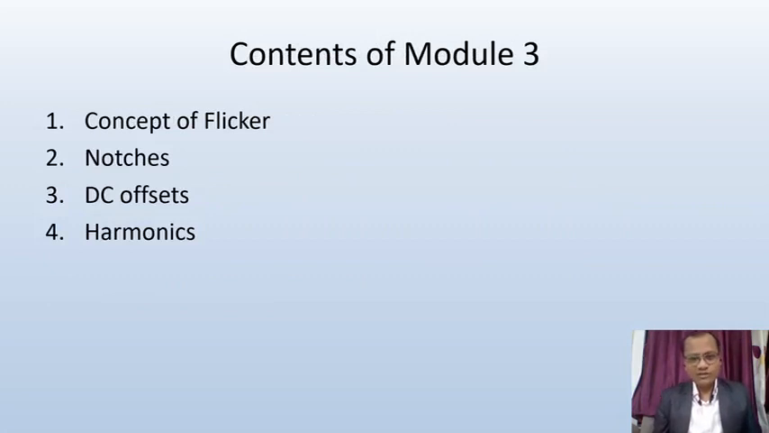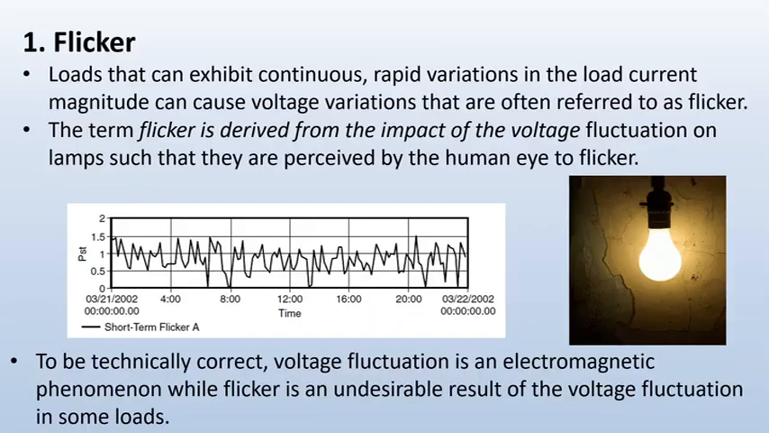In module number 3, we are going to cover the concept of flicker, what exactly the event flicker is in power quality. Then the next event is notches or notching. Then next is DC offset, and last we are going to cover harmonics. So let's understand the first phenomenon from module number 3, which is the flicker.